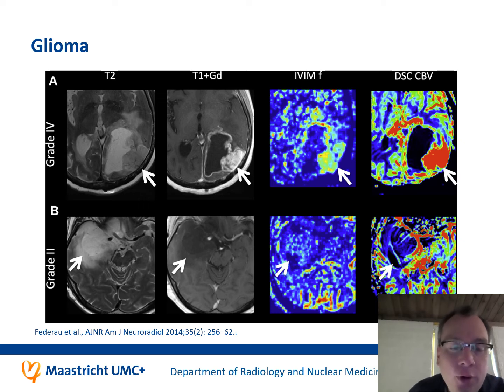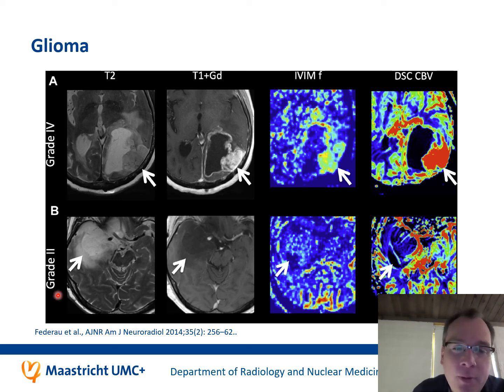On this slide there are some other images from Christian Federer, where he applied IVIM and other techniques in a patient with glioma. On the top you can see a grade 4 tumor, on the bottom a grade 2, and we can see on the T2 the tumor is relatively big. You see clearly that there's contrast uptake after gadolinium administration, and there's also an increase in perfusion if you look at the traditional DSC, CBV, but also if you look at the F from IVIM.